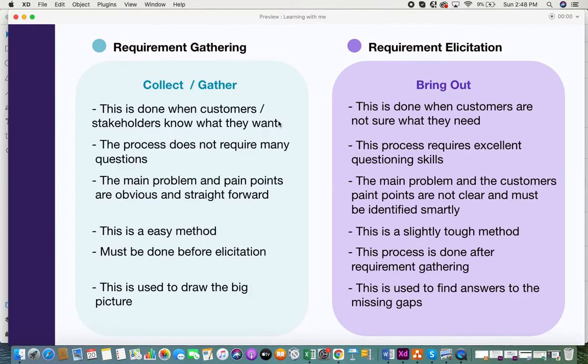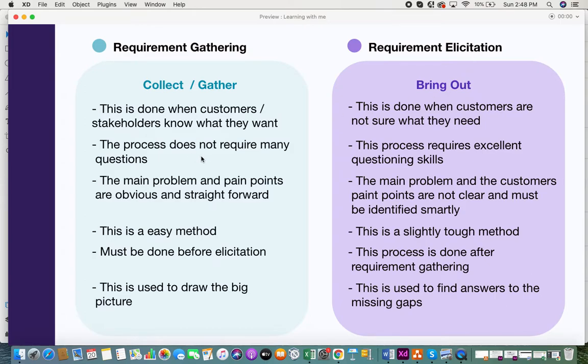But on the other end, there are some customers who are not sure what they need. People in businesses say, I'm having these pain points, but I still don't know what the exact solution is that I need. So when customers at least know what they want, you would find yourself gathering those requirements. But when customers are not very sure of what they want, and you have to drill in and get answers out of them, that process is known as requirement elicitation.